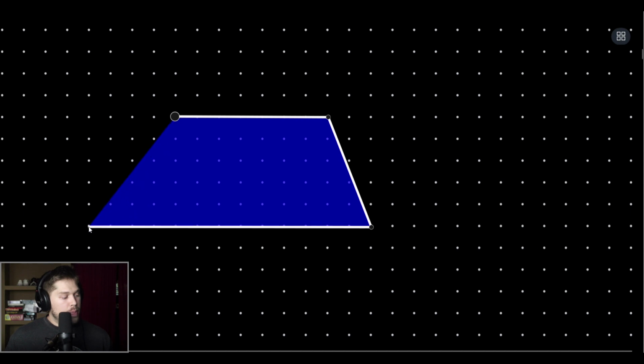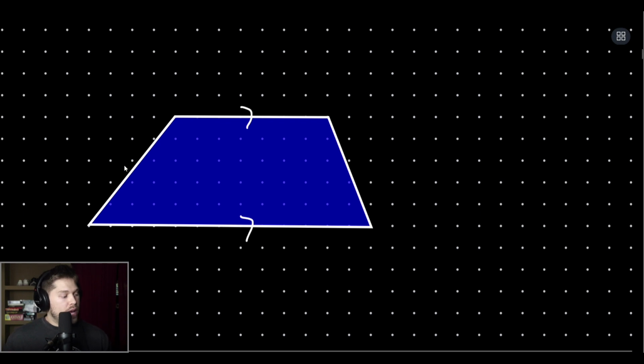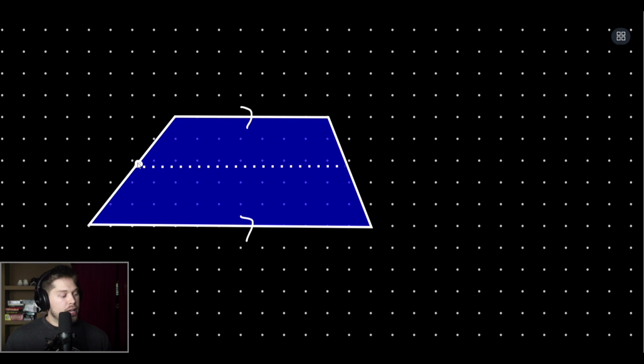So a trapezoid has some properties that you should already know. If you don't, check out my other video. The properties that you need to know are that the bases are parallel to one another, and it also has a mid-segment. The mid-segment is defined to be located at the midpoint between the two legs, and it's also equal to the average of the sum of the two bases.